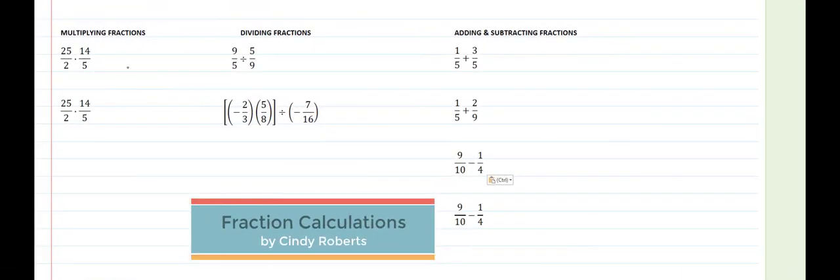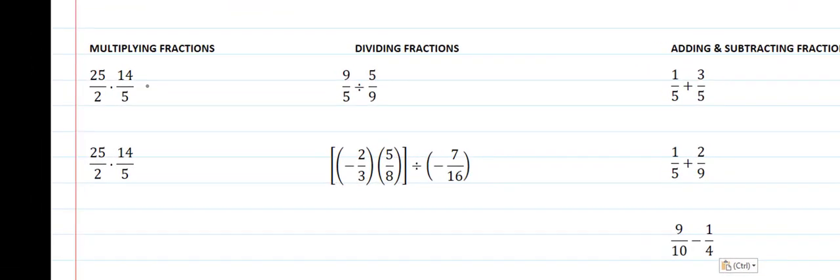When you multiply fractions, you just simply multiply the top. So 25 times 14 is 350, and you multiply the bottom. 2 times 5 is 10. And as you can see, this will reduce actually to 35.